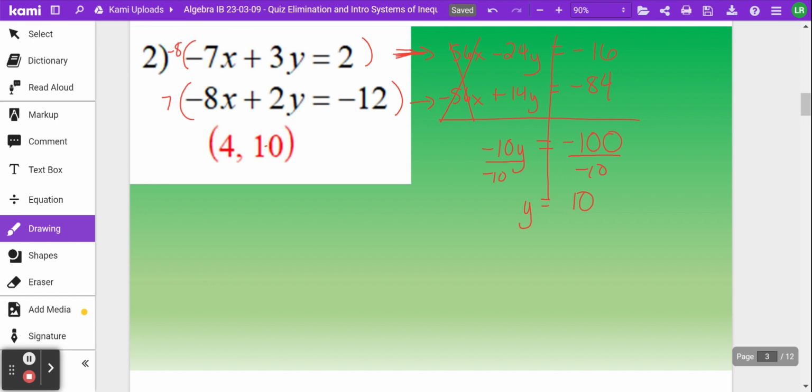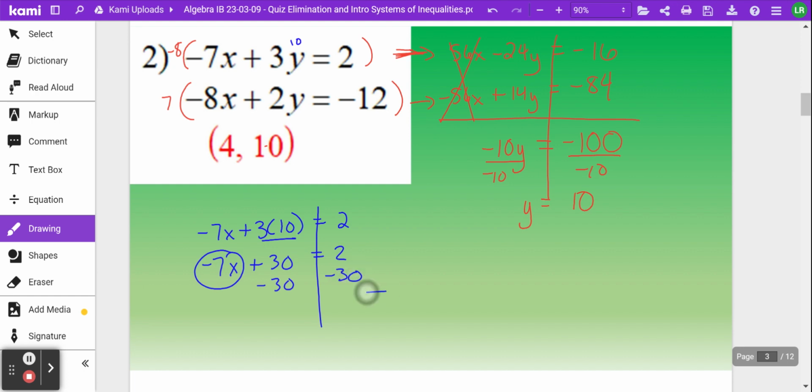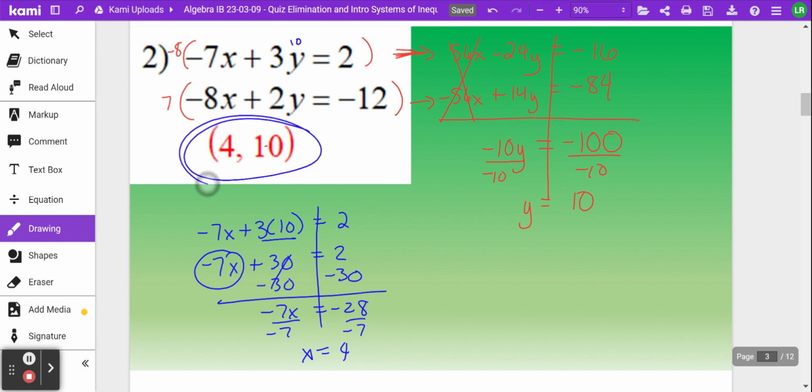Plug it back in. I'm going to use the top one. So I'm putting my 10 here. So I'd have negative 7x plus 3 times 10 equals 2. And I'm going to solve that. So let's clean this up. 3 times 10 is 30. And then I solve. There's my x, so I'm going to minus 30. Get negative 7x equals negative 28. Divide both sides by negative 7, and x is 4. You get (4, 10). Okay.